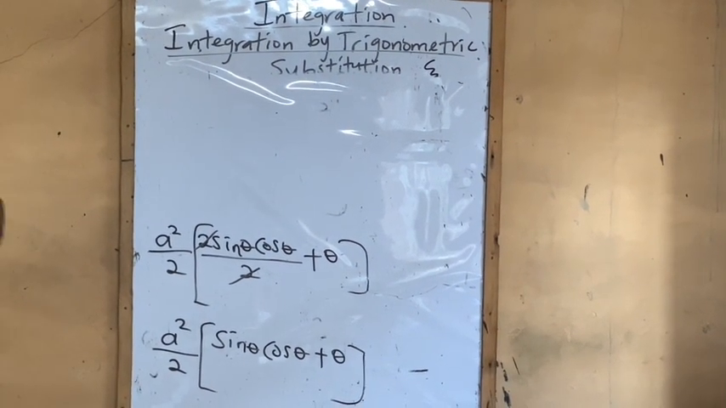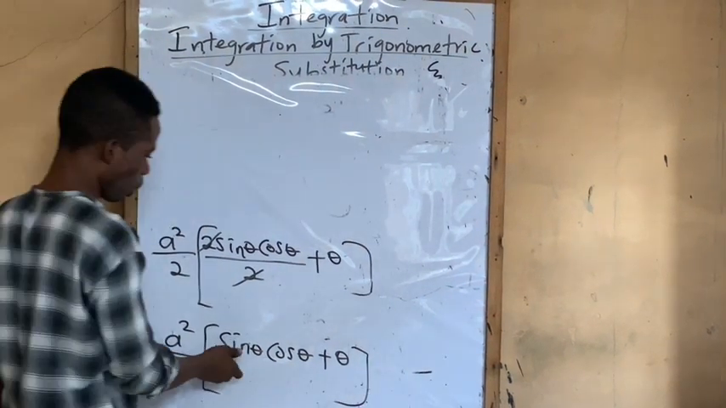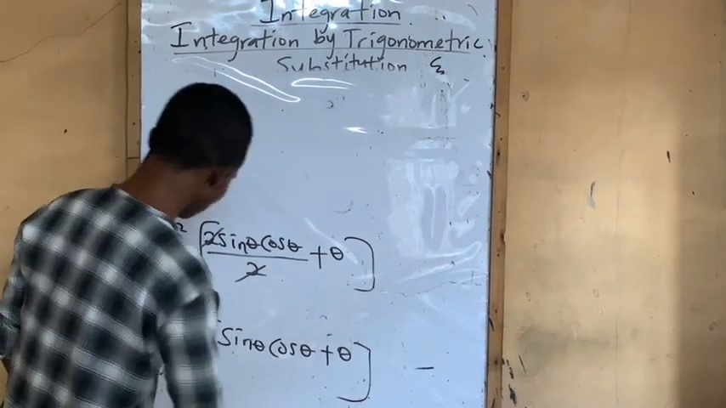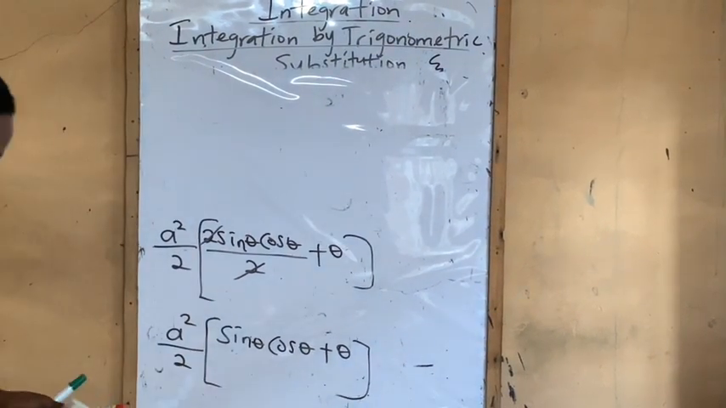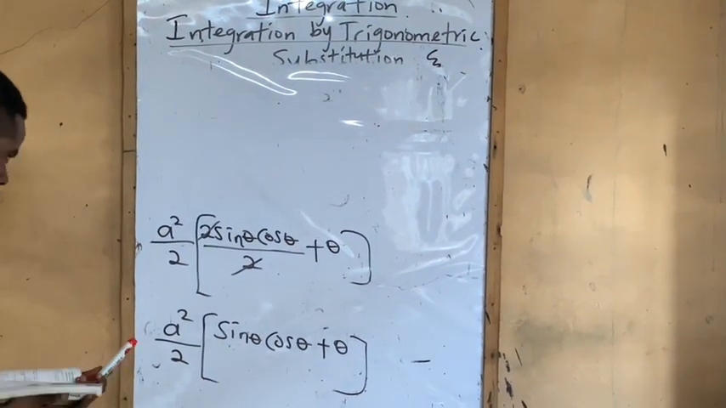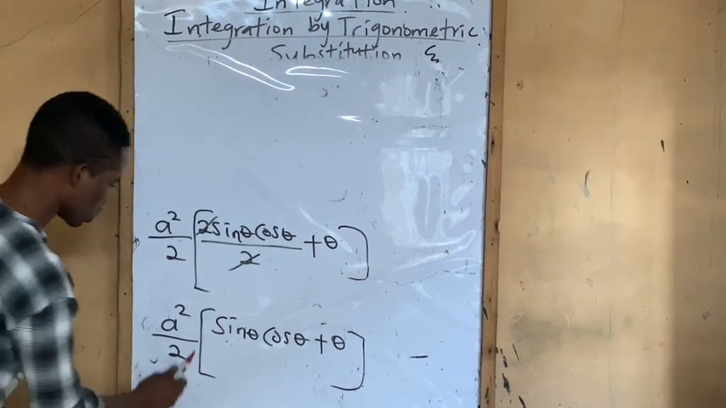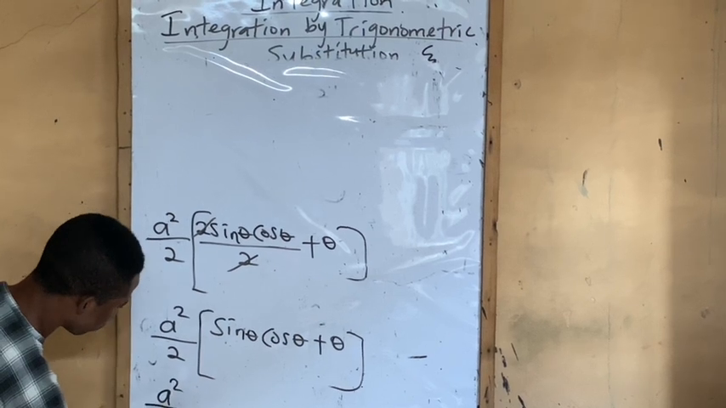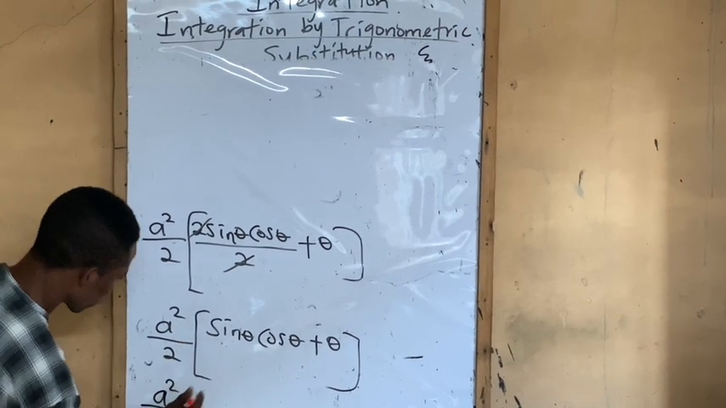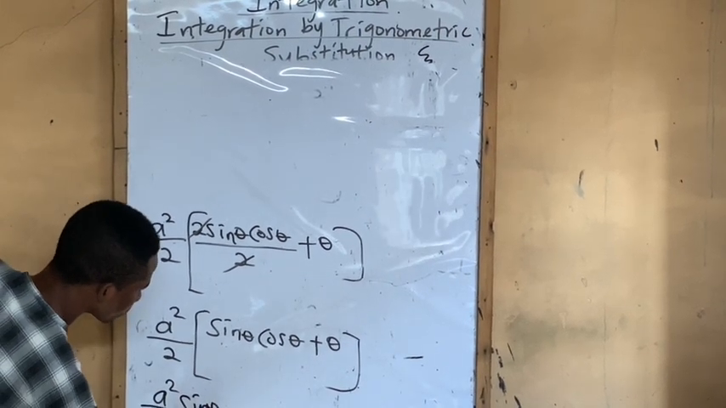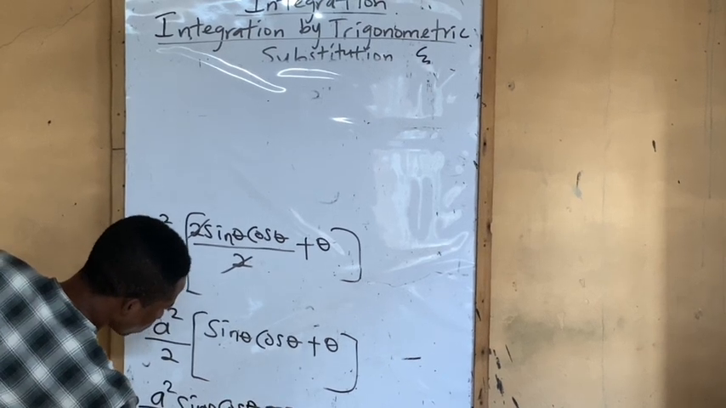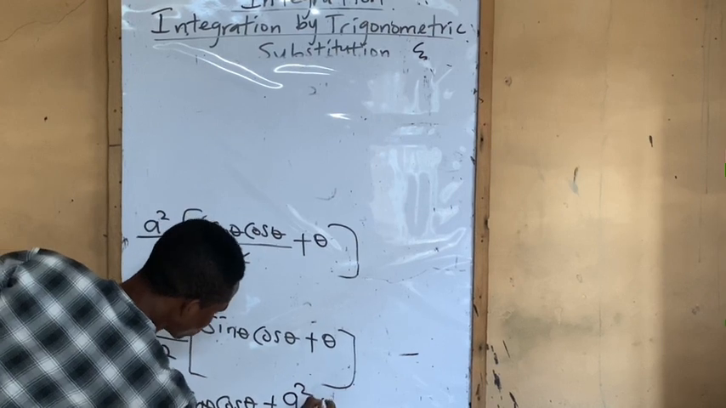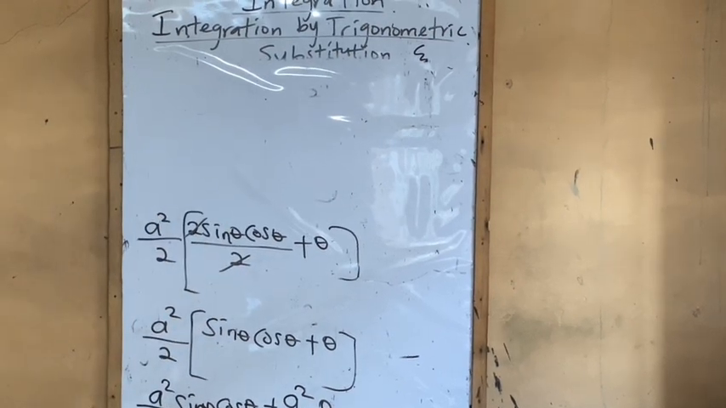Now we are going to substitute for all these values, one after the other. Please do not forget the triangle given from the beginning. But before I do that, let me use this one to open the bracket. That means a square all over 2, so I use this to open the bracket: sine theta cos theta plus theta. That means a square all over 2 theta. Now we need to substitute.